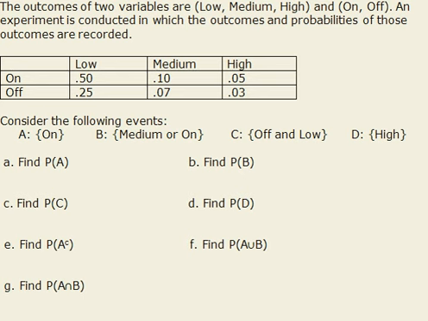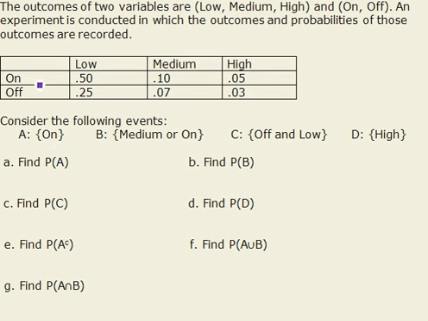Okay, we are given two variables, low, medium, and high, and on and off. And we conducted an experiment, and the outcomes and the probabilities were recorded in this table. Then they give us four events, A, B, C, and D, and we are to find certain probabilities using these events. So the probability of A is the probability of being on.